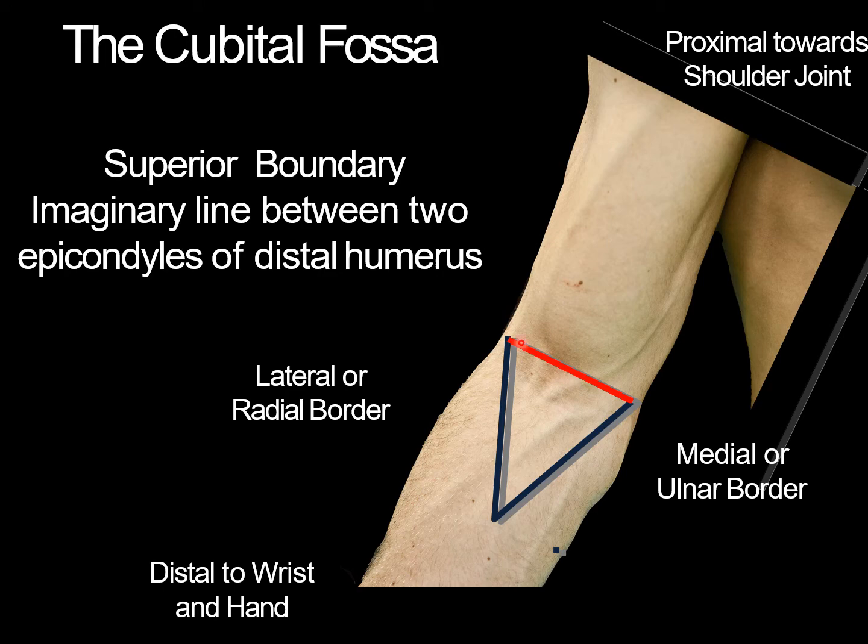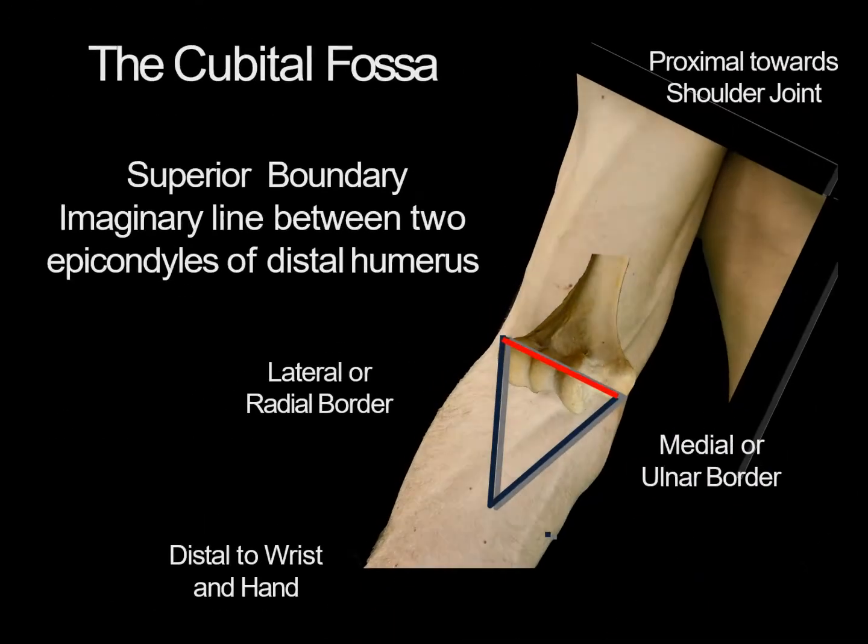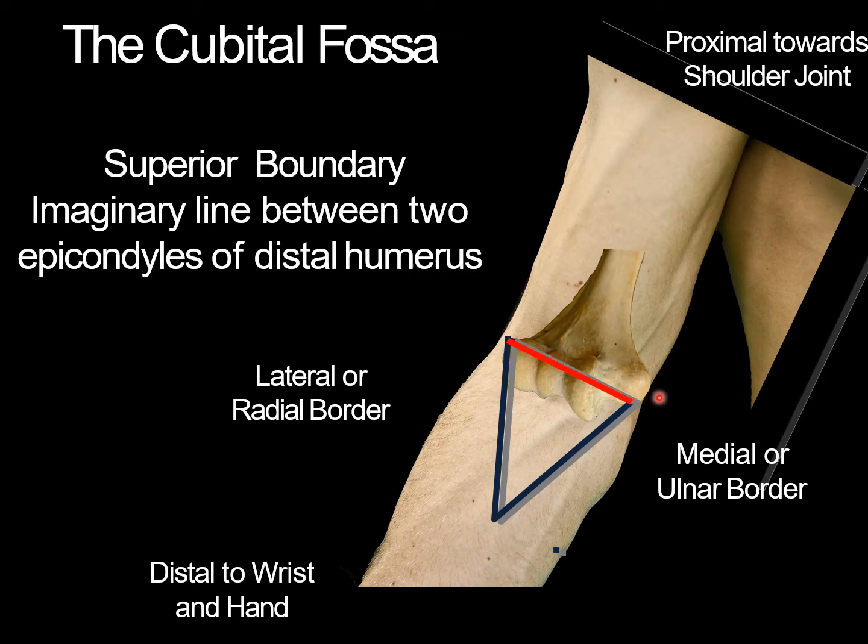Then the base is formed by the imaginary line between the medial epicondyle and the lateral epicondyle. You can see in this picture, this is the medial epicondyle and this one is the lateral epicondyle. So the imaginary line between these two forms the base of the fossa.